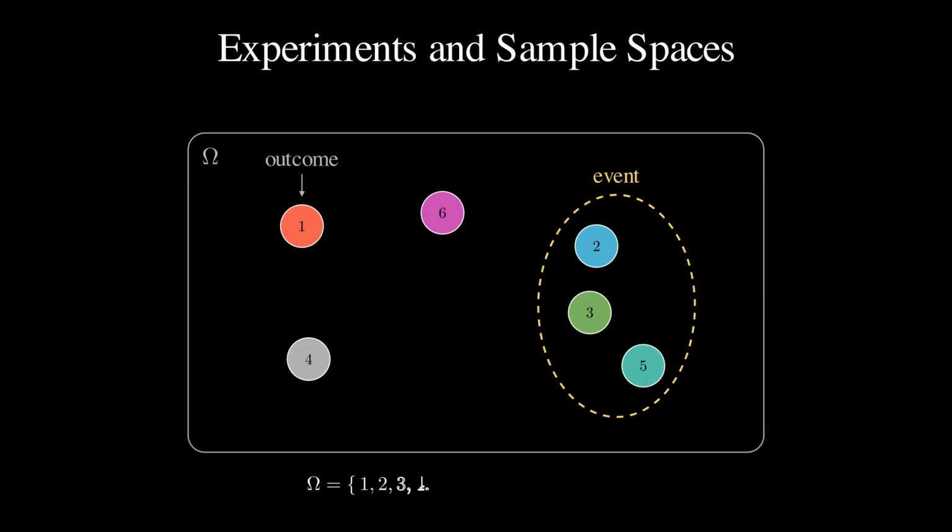Make it concrete with the rolling of a die. The sample space is the 6 faces, Omega equals 1 through 6. The set of primes less than or equal to 6, 2, 3, and 5, is one event among many, and the number you actually read off the die is the outcome. Sample space, event, outcome, the whole vocabulary on one picture.